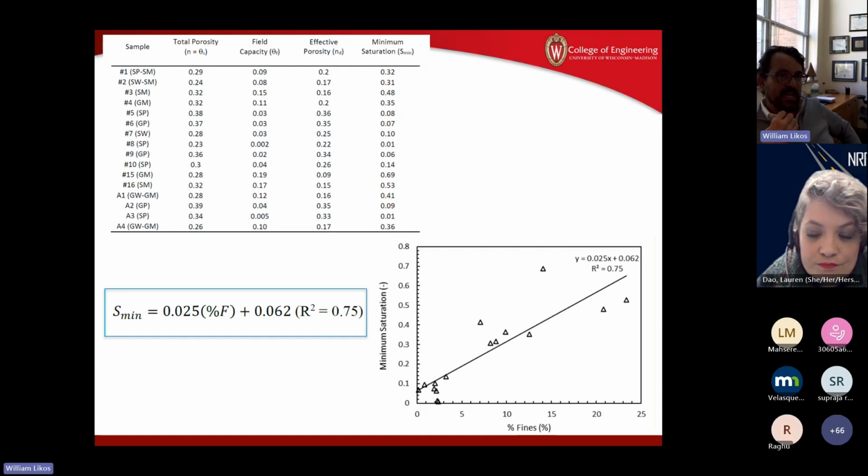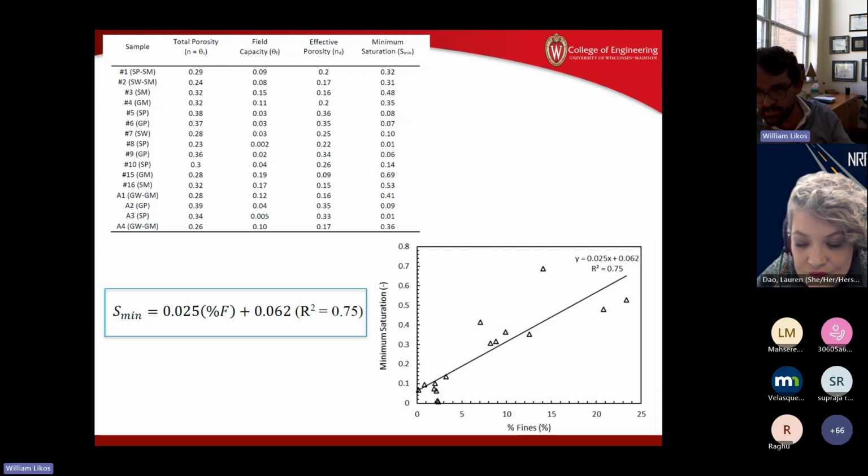So again, for this data set, we wanted to simulate field compaction. And so we compacted all of the materials for both the hydraulic conductivity measurements and the soil water characteristic curve measurements. We compacted them to within 95%. I believe it was standard Proctor.